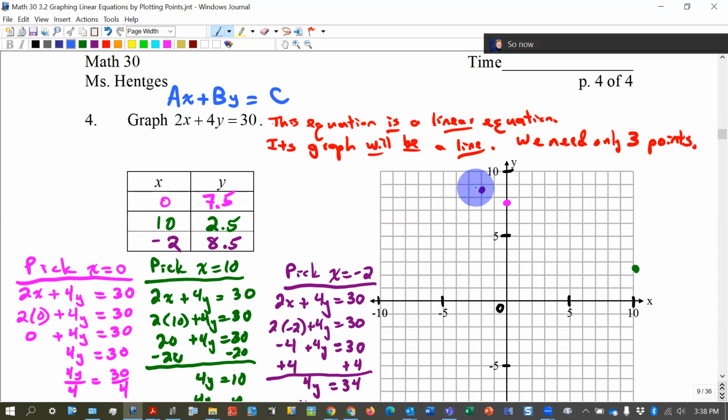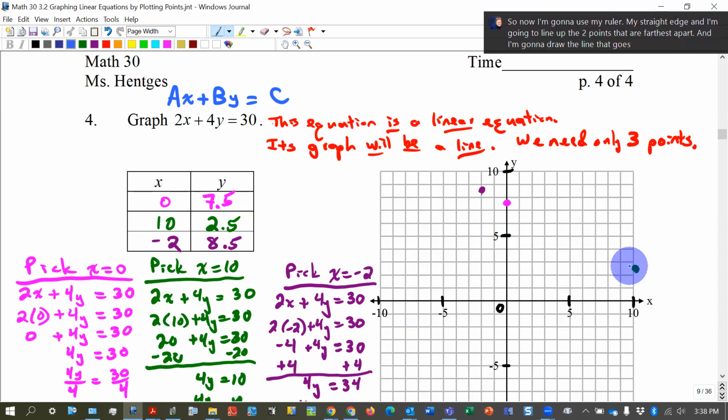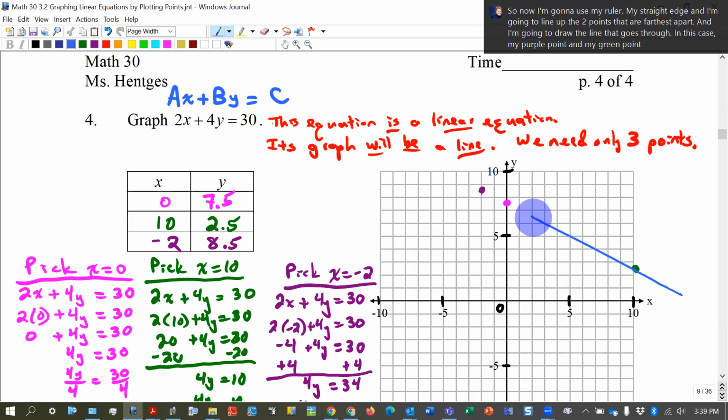So now I'm going to use my ruler, my straight edge, and I'm going to line up the 2 points that are farthest apart. And I'm going to draw the line that goes through, in this case, my purple point and my green point. And the pink one should be on that straight line. And it is. And I have a very high confidence that all of my work is correct.